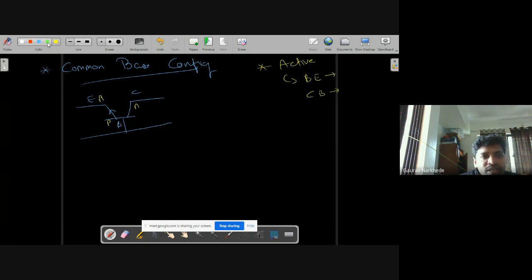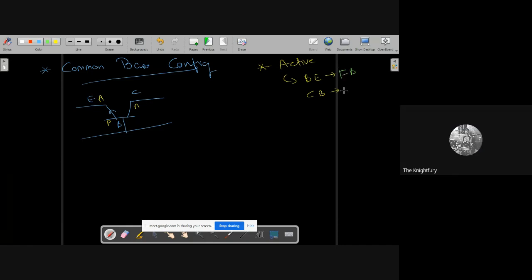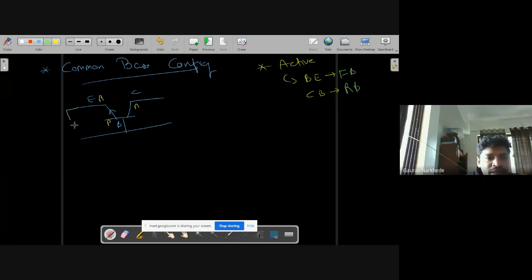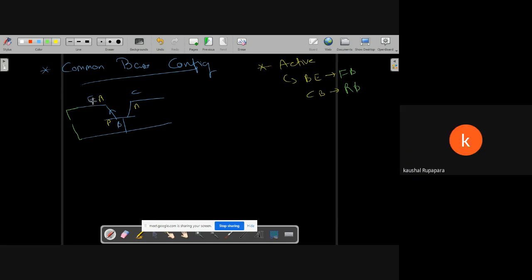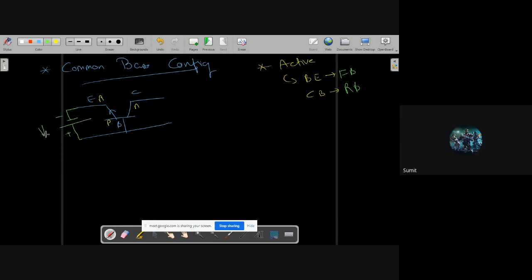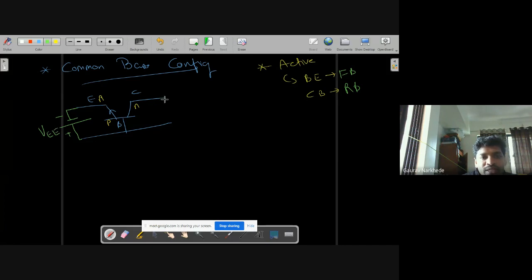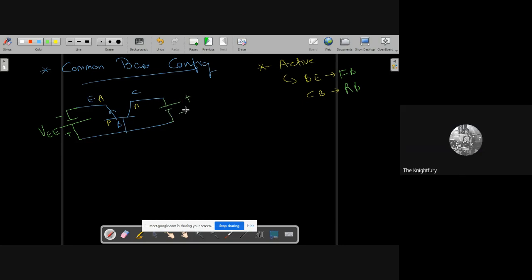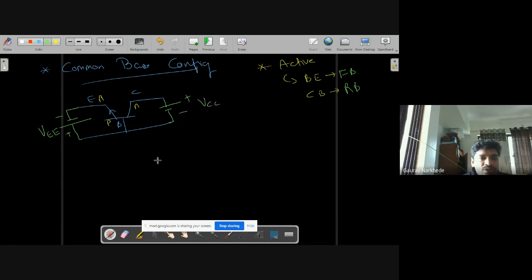Tell me, base emitter will be in which bias? Base emitter will be in forward bias. Collector base will be in reverse bias. Okay, so tell me, what should be connected here, the battery's positive or negative? This emitter base, should it be forward or reverse? Forward. Forward means N is connected to negative and P is connected to positive, right? So this is VEE, right? And the second one is reverse biased. Reverse bias means N is connected to positive and P is connected to negative. This is VCC, right?